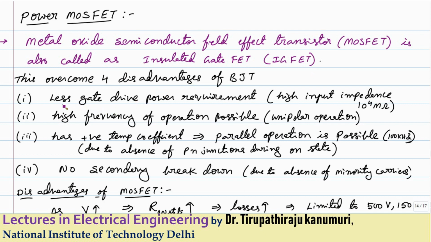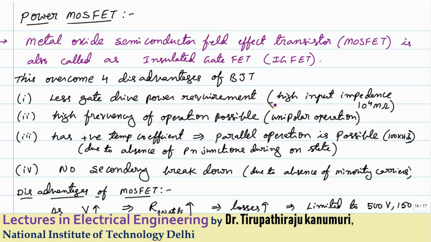The first advantage is that it has a lower gate drive requirement. We have seen in the power BJT that the base is the drive controlling the output, and the base current required is very high. Because of that, the drive requirement is very high in the case of BJT.